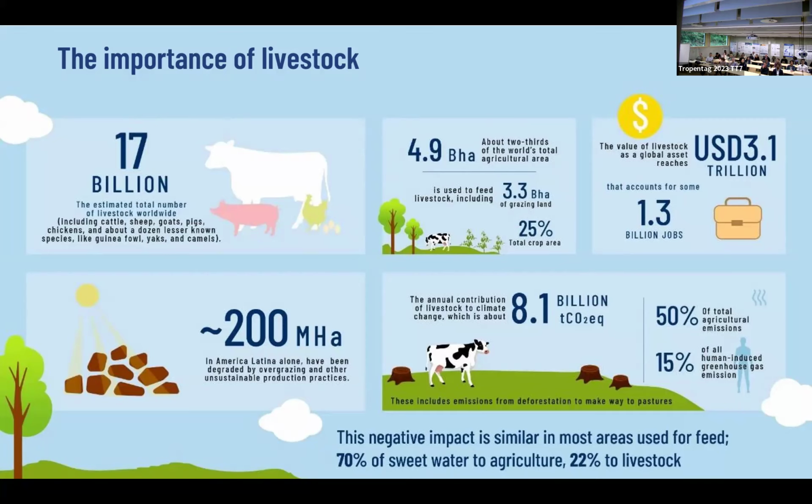And there are also some downsides to the activity. More than 200 million hectares under pastures or grasslands are degraded, mainly because of bad management. And it's also one of the largest emitters of greenhouse gases.